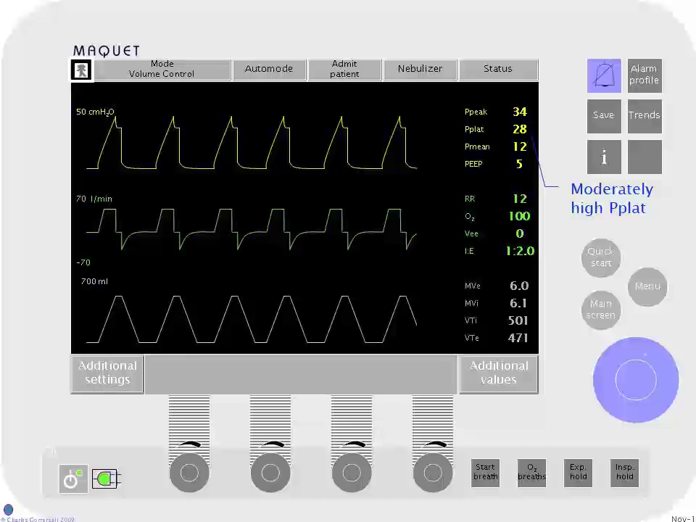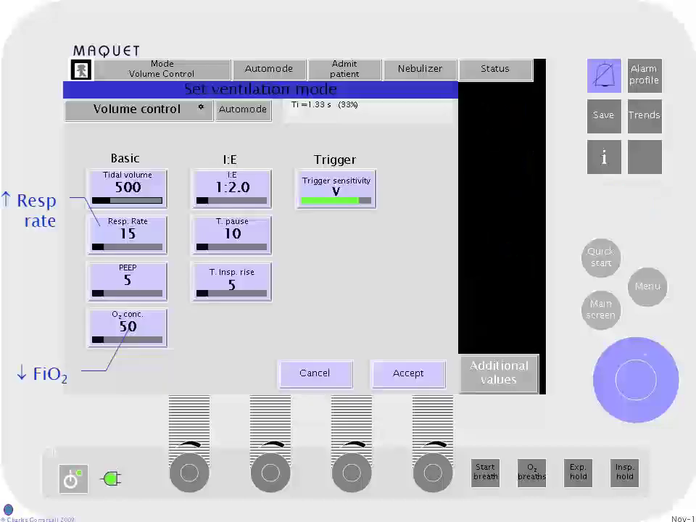The answer is the solution needs to be individualized for our patient. The plateau pressure is already quite high. We aim for less than 30. The risk of gas trapping in a patient who does not have obstructive airways disease and has a respiratory rate of 12 is low. So we will increase the respiratory rate and decrease the oxygen concentration.